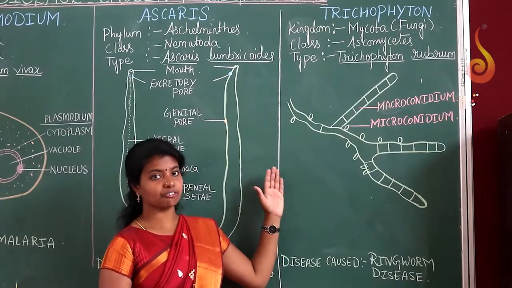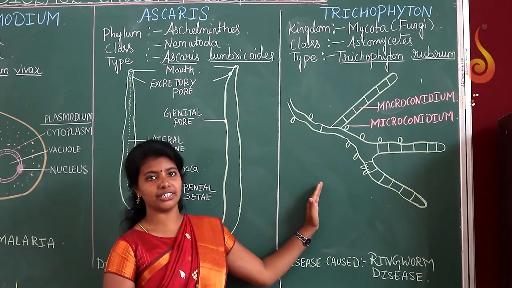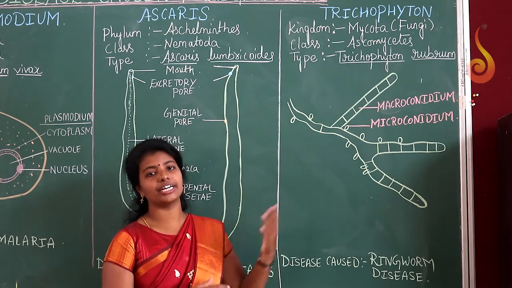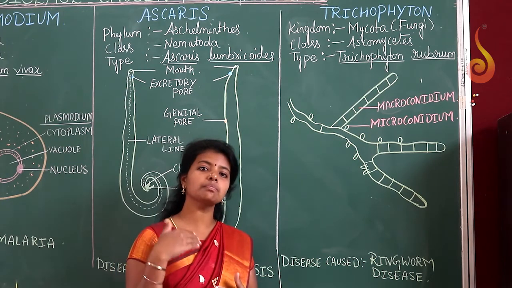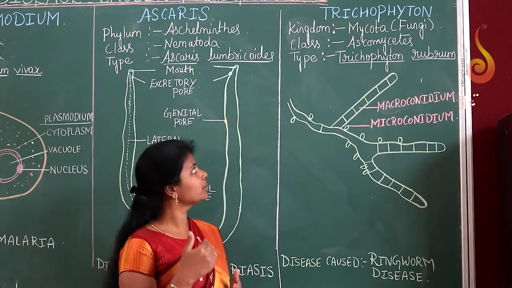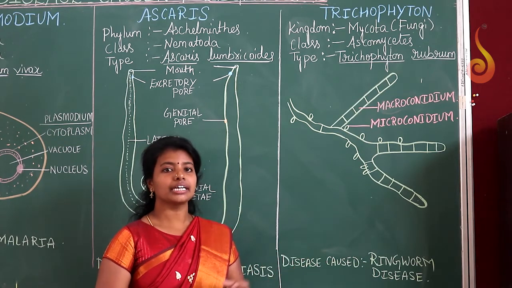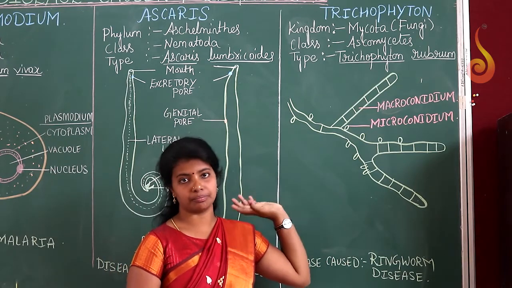Okay, now coming to the 4th one. Actually this is the last one in the present experiment, that is Trichophyton. Trichophyton is a fungus. It belongs to kingdom Mycota, and it belongs to the class Ascomycetes. The name of the organism is Trichophyton rubrum.